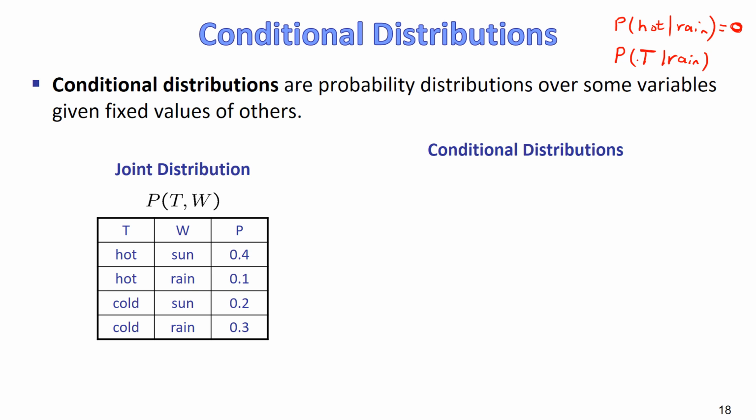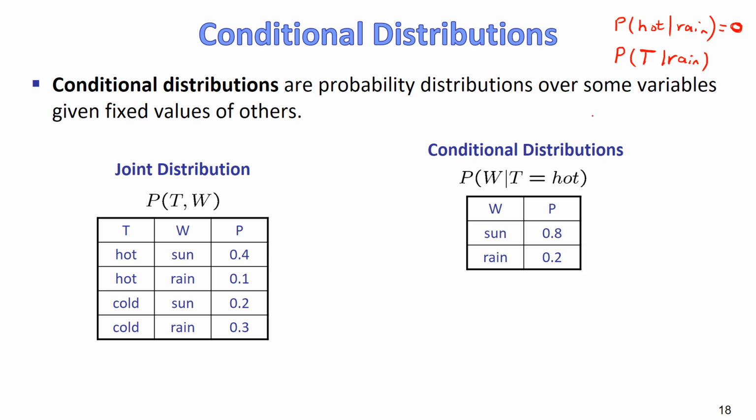And in that distribution, we will have a table. In that table, we'll have all possible values of T given that the weather is rain. So, for example, if I want to compute probability of W given T equals hot, we call this conditional distribution because we have a condition here, but we have all possible values of the random variable. Now, how can we calculate this conditional distribution?